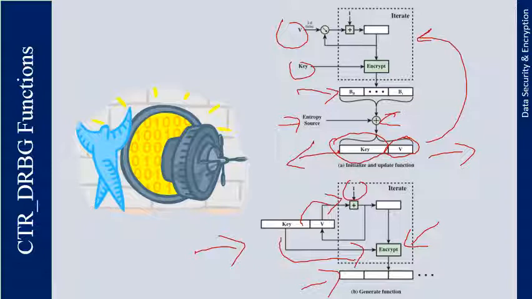In this update case, the key and V values last used by the generate function serve as input parameters to the update function. The update function then takes seed length new bits from the entropy source and produces the new seed, key, and V value. So the generate function can then resume the production of pseudo-random bits. Note that the result of the update function is to change both the key and the value V used by the generate function.